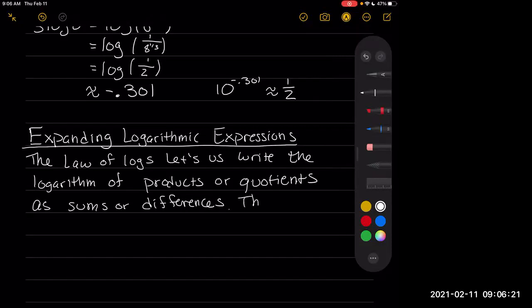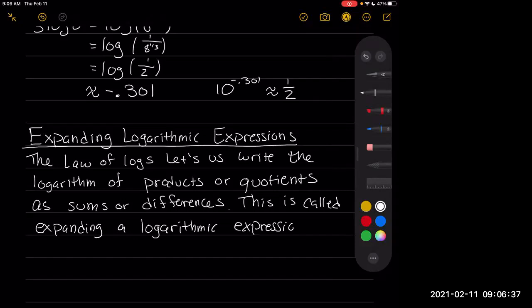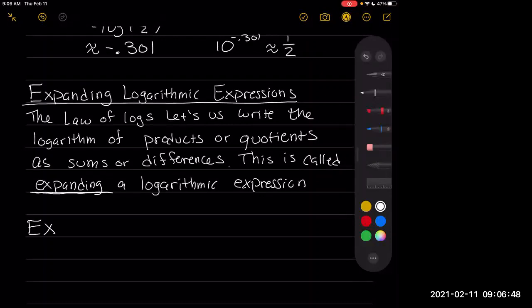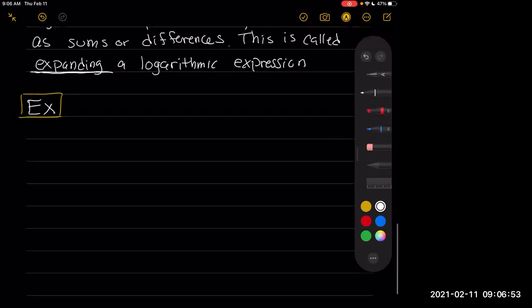And this process is called expanding a logarithmic expression. So when you're asked to expand something, we're referring to the process I'm about to show you. I'm going to illustrate it with an example. So expand the following expression.